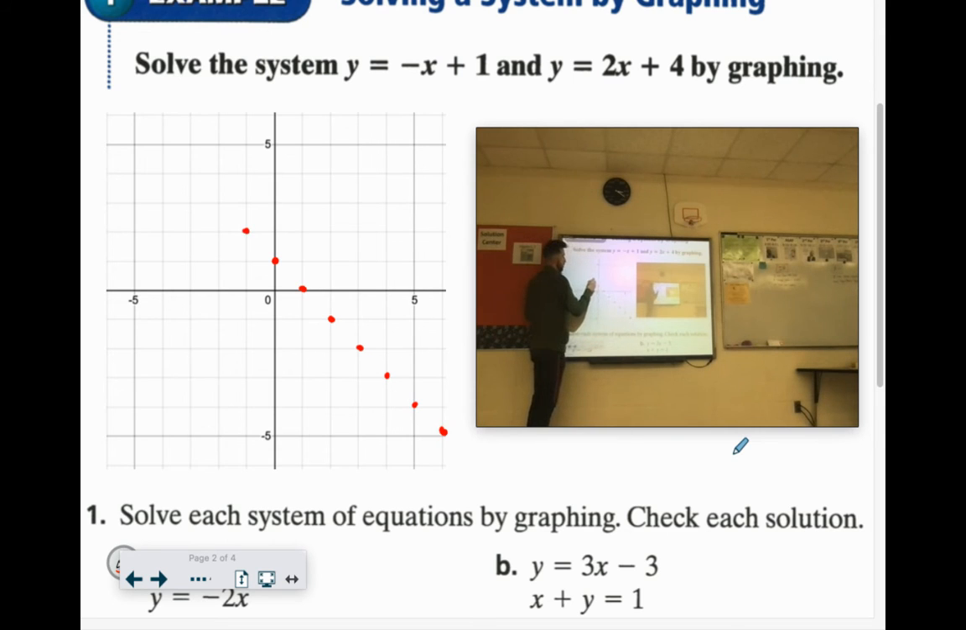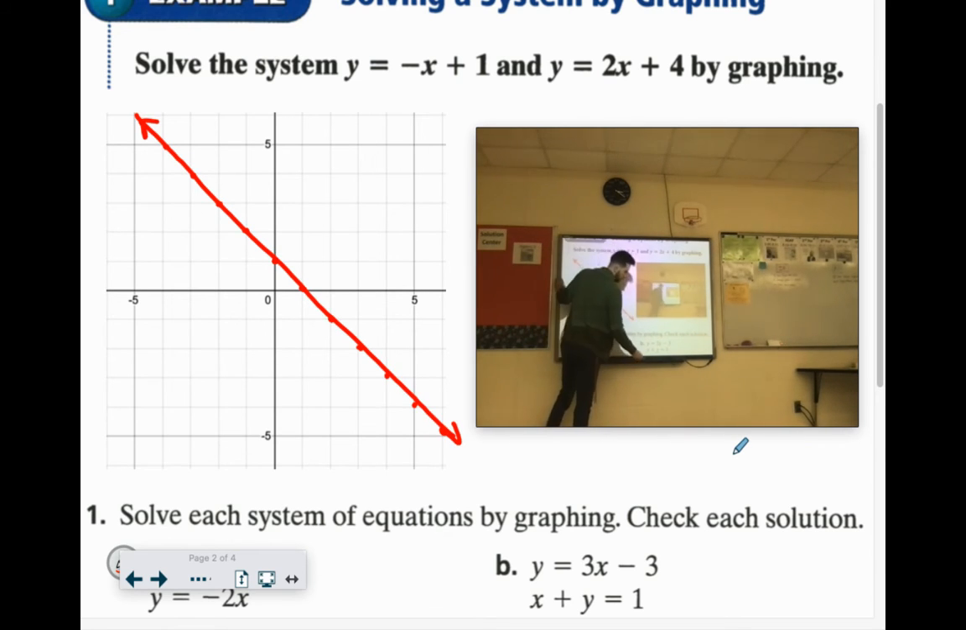If you wanted to trace it back, you certainly could. Second one, y equals 2x plus 4. You're going up 4, 1, 2, 3, 4, and then up 2 over 1. If you want to go backwards, you can go down 2, left 1, down 2, left 1.